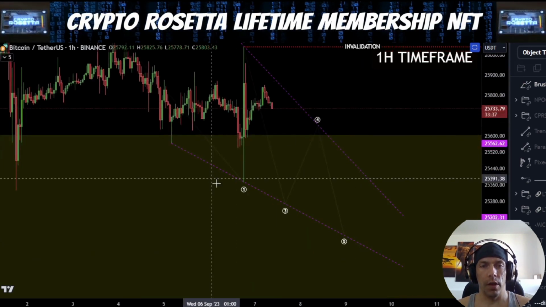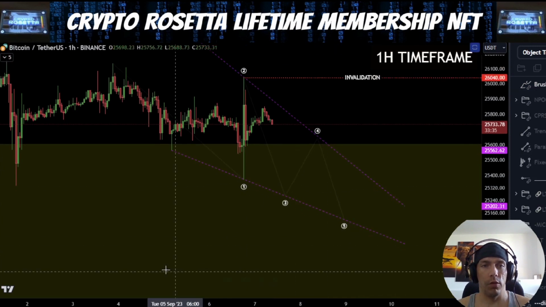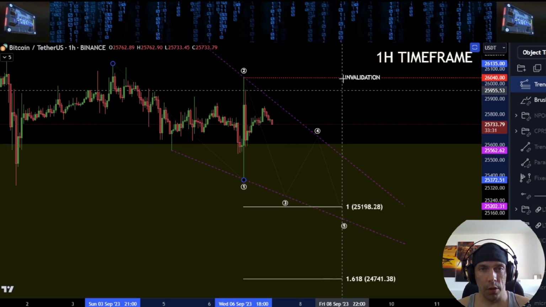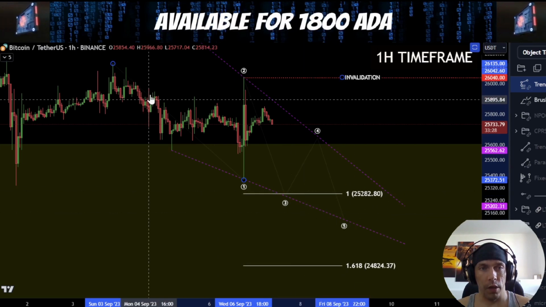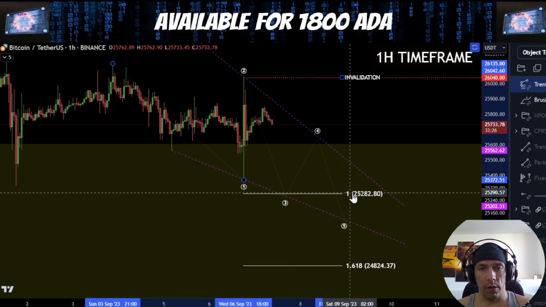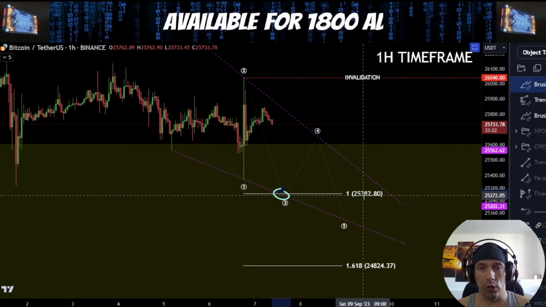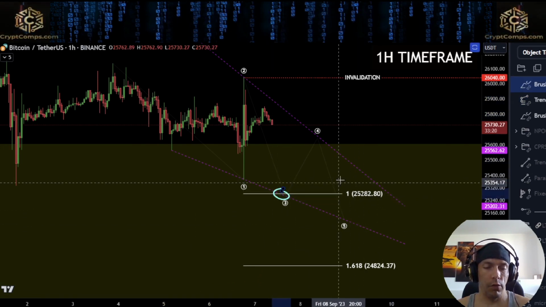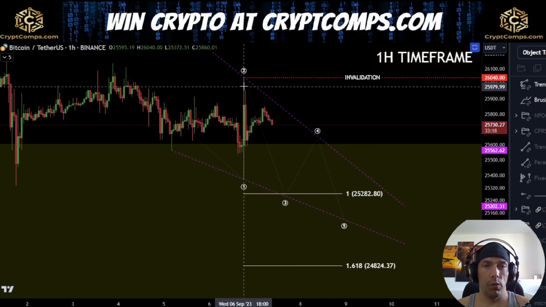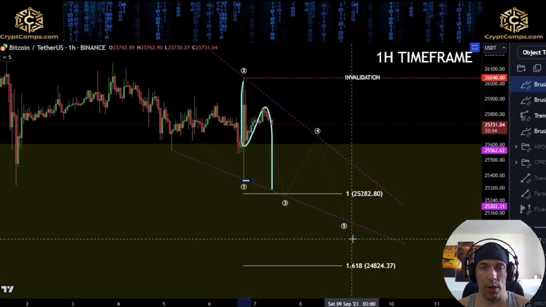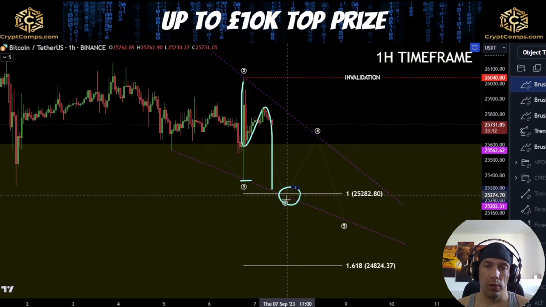With this, I would like to see this move down past this 1-to-1 level here. But we would have to be careful, because if this moves down past the 1-to-1 of the wave 1 area, this would invalidate it. So invalidation for this is actually set here at this 25,282 as a diagonal pattern. So what we'd want to see is a 3-wave move that looks to sweep this wave 1 low here, but not move past this 1-to-1.